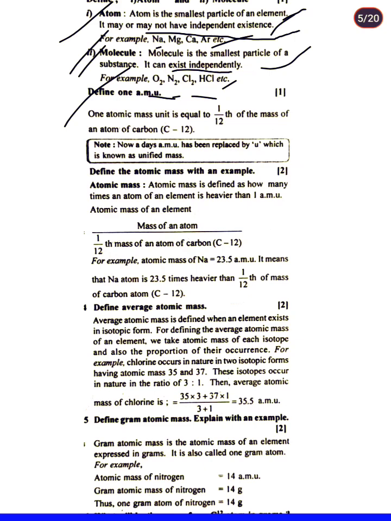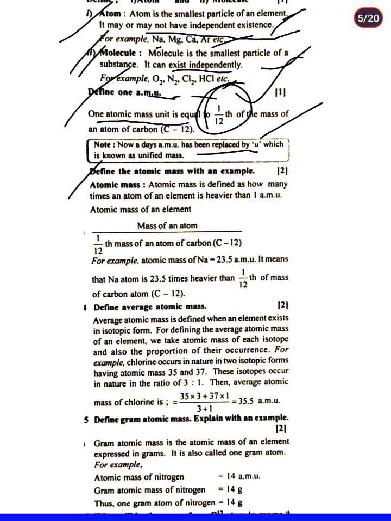Next, 1 AMU. AMU means atomic mass unit, which is equal to 1/12 the mass of a carbon atom. Okay. Now, how is AMU being replaced? We will write u, that is, unified mass unit.